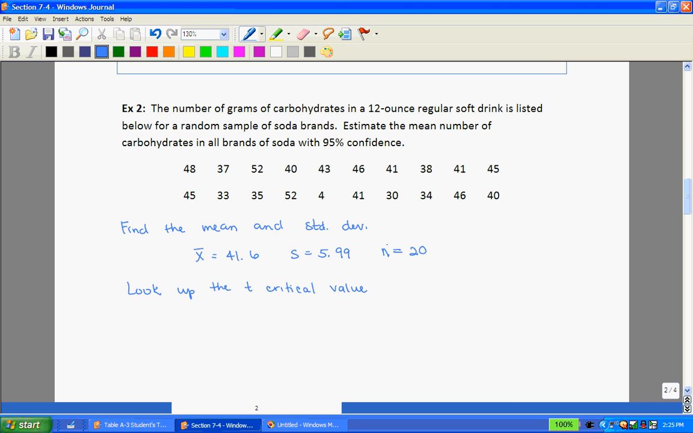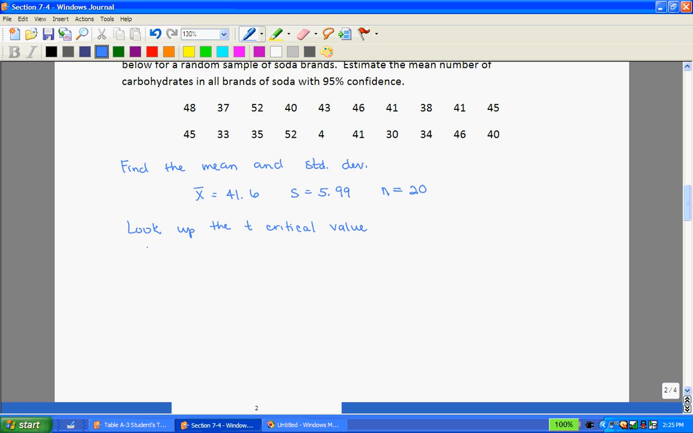Okay, now because it didn't specify being bigger than the mean or smaller than the mean the way we had in the previous problem, right tail, left tail, we're just going to look up and assume this is two-tailed. So we're going to do two-tailed with degrees of freedom. Remember, that's one smaller than the size of the sample, so that would be 20 minus 1 or 19. And alpha comes from the confidence level, so that's 1 minus 0.95 that they told us, or 0.05.